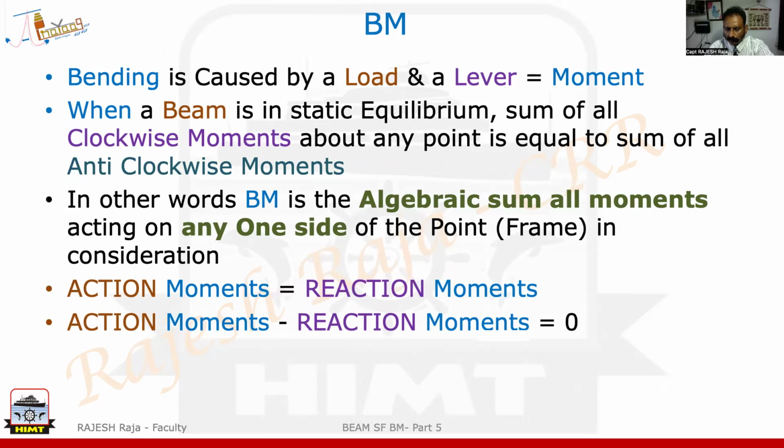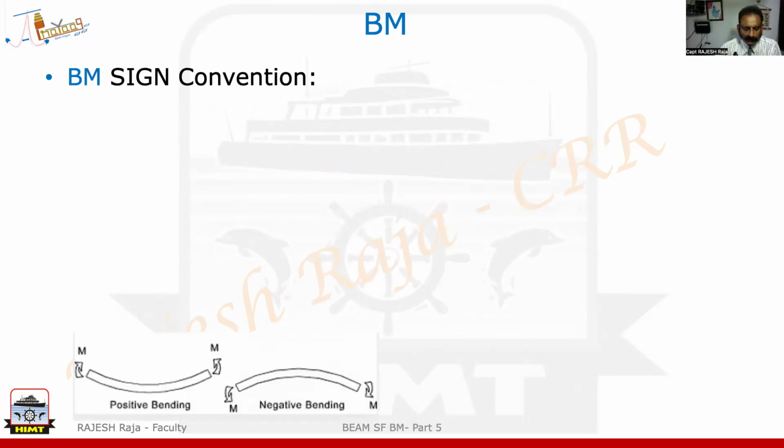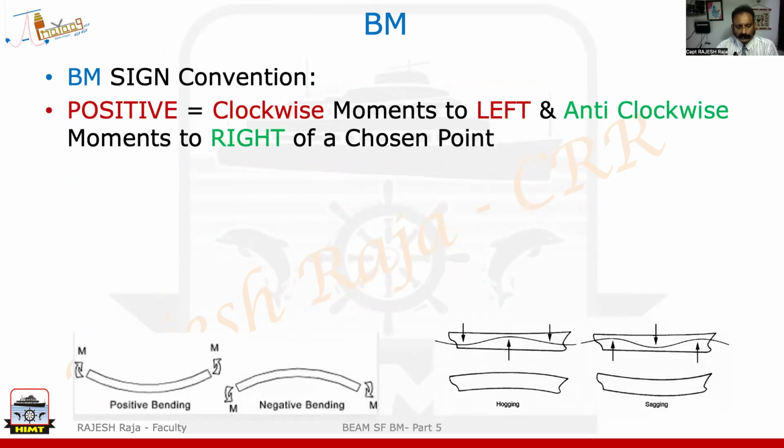Again, for BM also, there is a sign convention, just like what we had for SF. So I'm going to show you the sign convention. I'm taking a small diagram, and I'm going to give you a bigger diagram also. Let us look at what is positive. Positive means, in the leftmost picture, clockwise on the left of the beam, and anti-clockwise on the right of the same beam.